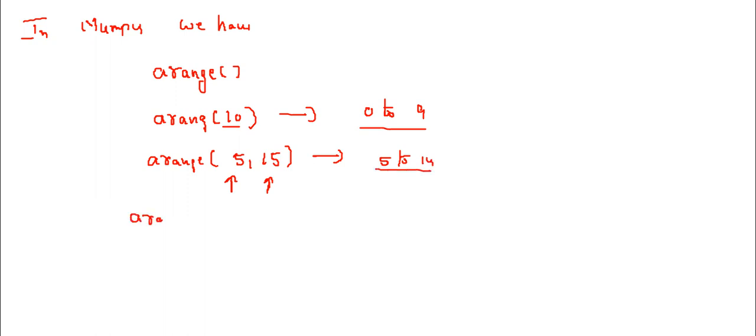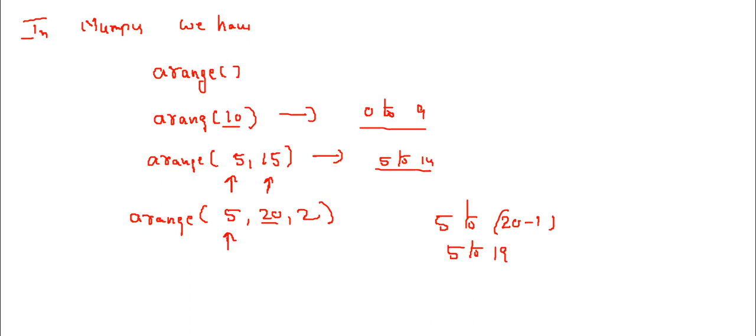Another case is you can apply the step operator: a range of 5 comma 20 comma 2. That means this is the begin indexing, 5, and this is the end indexing, n minus 1, 20 minus 1, it is 19. From 5 to 19, every alternate value will be printed because here you have used the step operator as 2. That means first 5 will be taken, 7 will be next, 9 will be considered, 11 will be considered, because the step operator is 2. So every alternate value will be printed. So this is a way of using the NumPy arange method. Okay, this also creates a NumPy array.